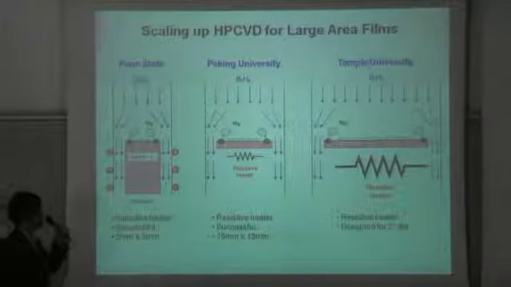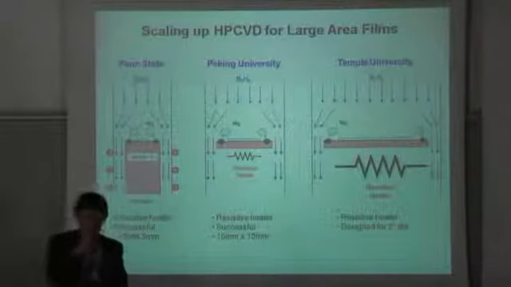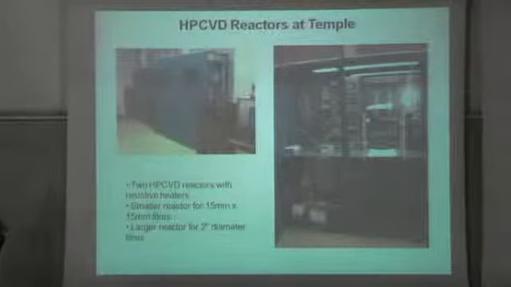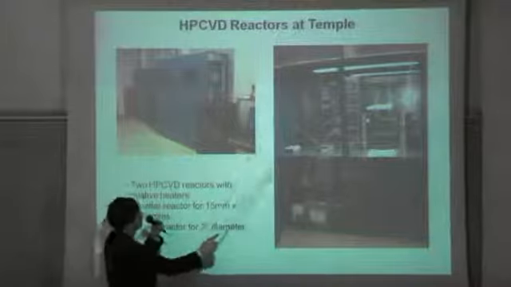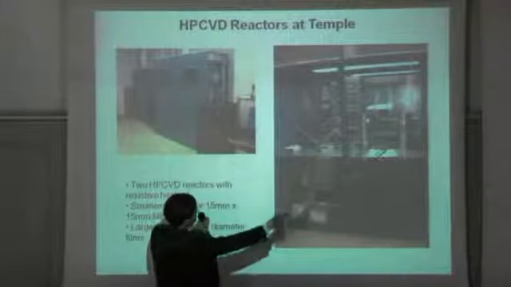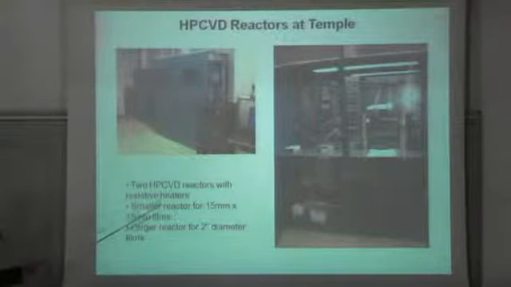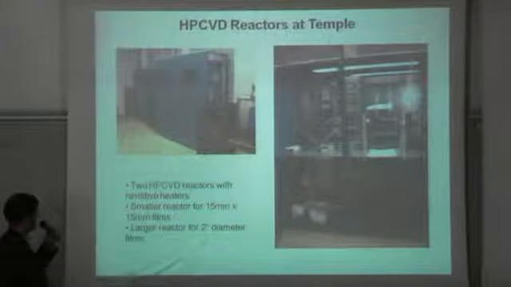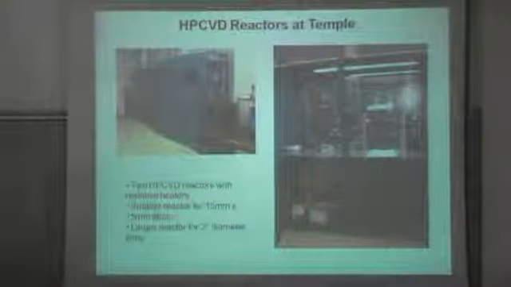So this is one of the approaches that we will be trying, to scale it up and see whether the whole flow and everything still works. And the system has been set up at Temple. And this shows the cabinet for the reactors. When you open this door up, you can see that there are 2 reactors sitting next to each other that use the same gas handling systems. And the smaller one is just the same as that at Peking University. That will be good for 1.5 centimeter square films. And the bigger one is designed for 2-inch diameter films.